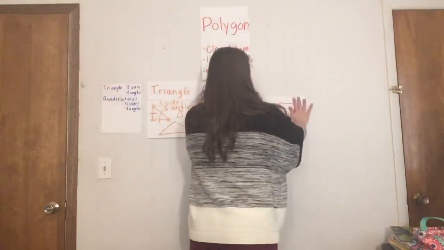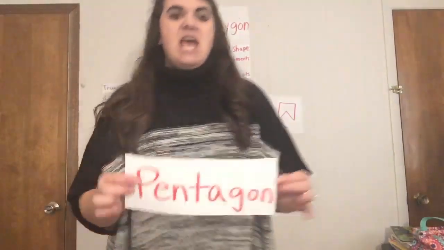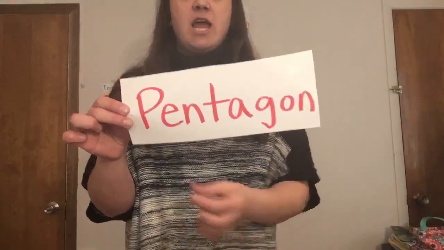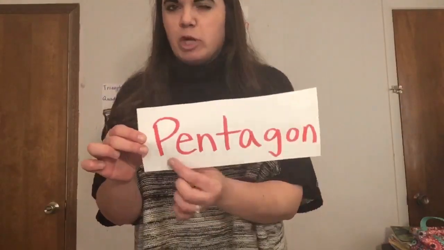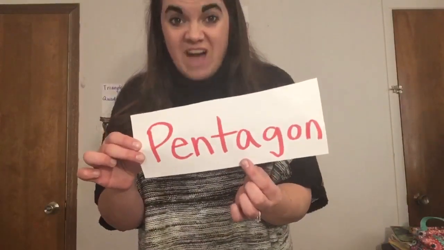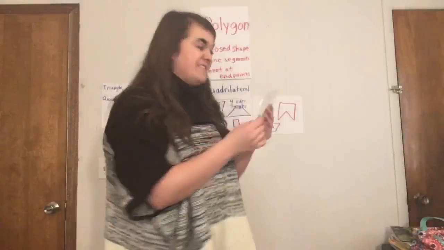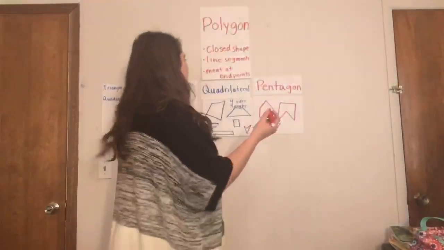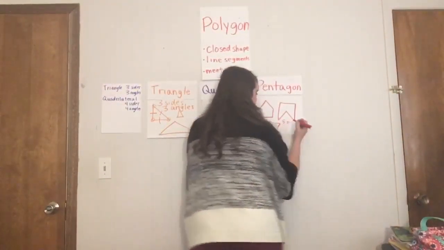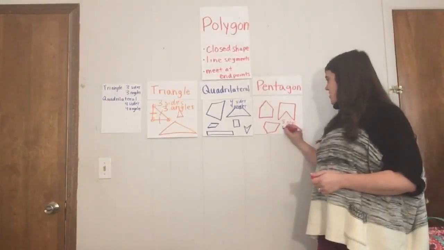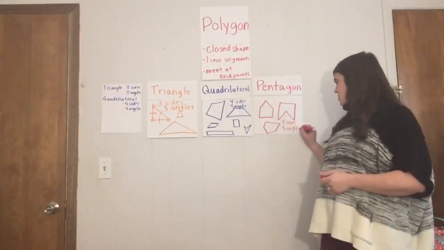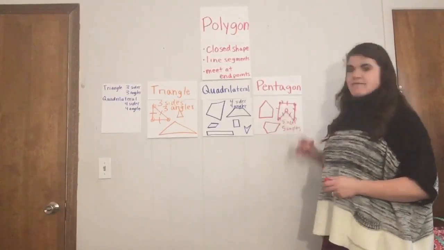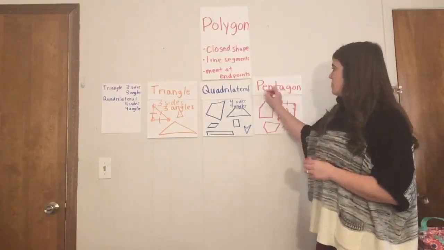And our new shape over here, if it has 5 sides, it is a pentagon. 5 sides is a pentagon. Penta is a prefix, so it's kind of a root. Penta means 5. So it's going to have 5 sides and 5 angles. There's 1 angle, 2, 3, 4, 5 angles. 5 sides, 5 angles. Penta means 5.